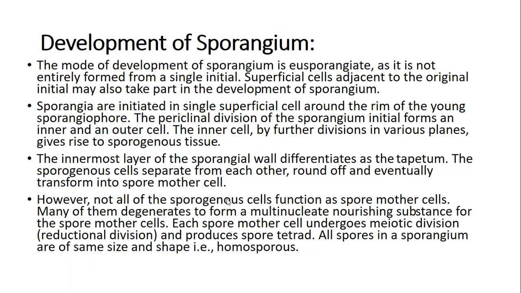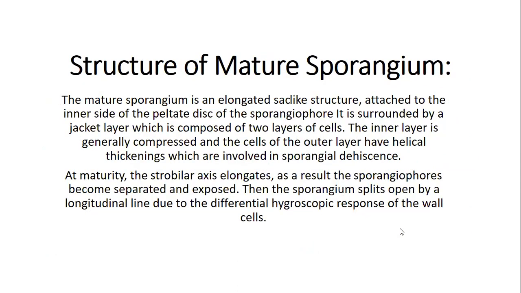Now, these spore mother cells get nourishment from the tapetum, the inner lining of the sporangium, and each mother cell undergoes meiotic division and produces a spore tetrad. All the spores developed in the sporangium are of the same size and shape. Hence, Equisetum is regarded as homosporous. So the mature sporangium is an elongated sac-like stalked structure attached to the peltate disc of the sporangiophore, and it is surrounded by the jacket layer.